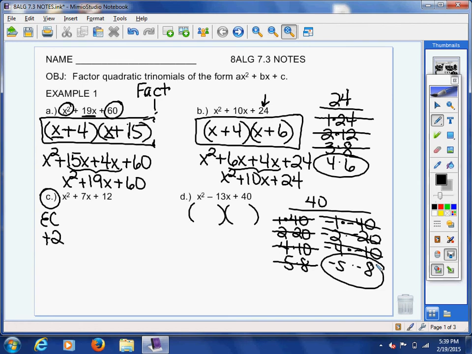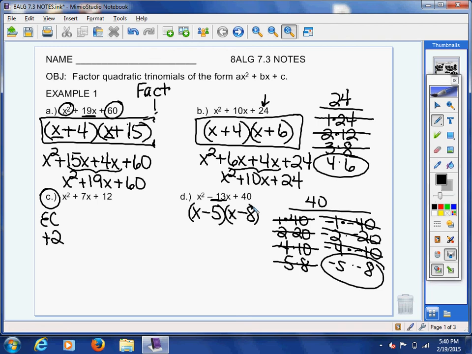Negative 5 times negative 8 is positive 40. When I multiply them, I have positive 40. But when I add them, I get that negative 13 that I need in the middle. So let's get it set. Let's get our x's set at the beginning. And then we'll plug in negative 5 in one quantity and negative 8 in the other, and you just factored it.